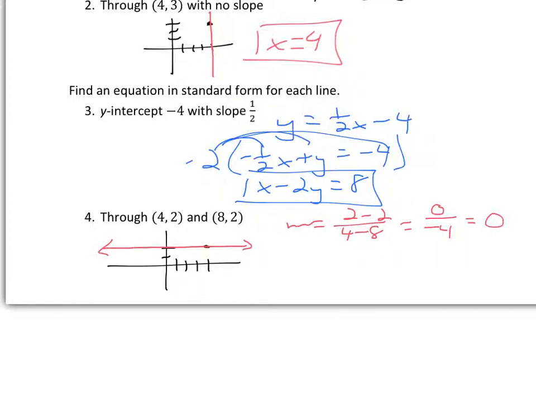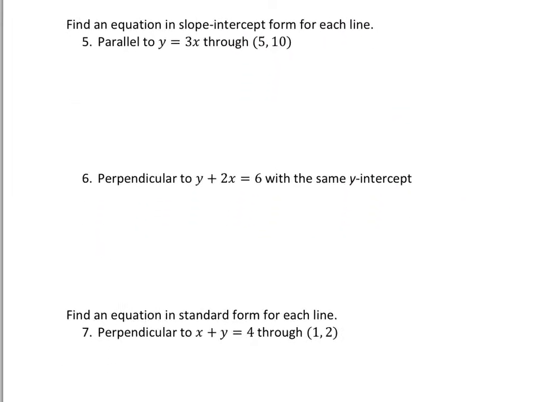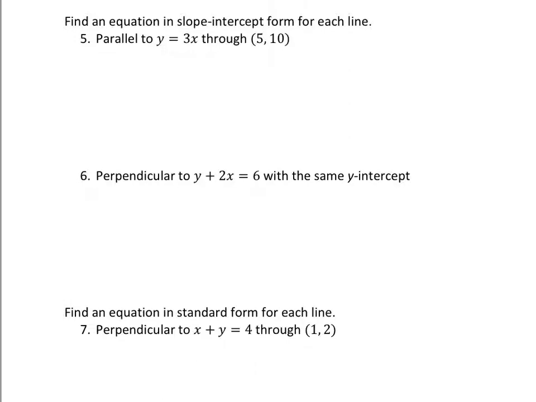That's a dang good line. And remember, the horizontal lines are y equals something, so the answer here is y equals 2. Now we're going to get into some parallel perpendicular stuff. Remember, parallel means same slope, perpendicular means opposite reciprocal slope.